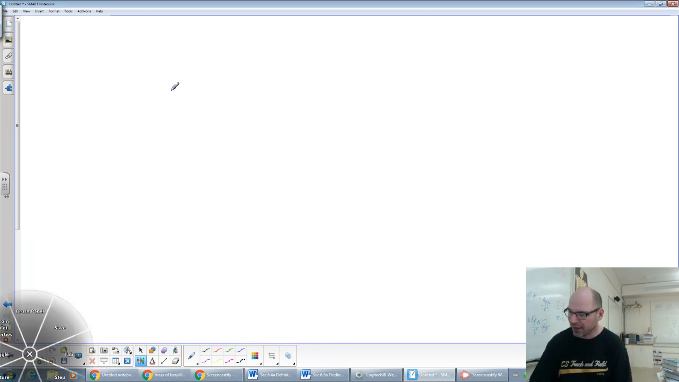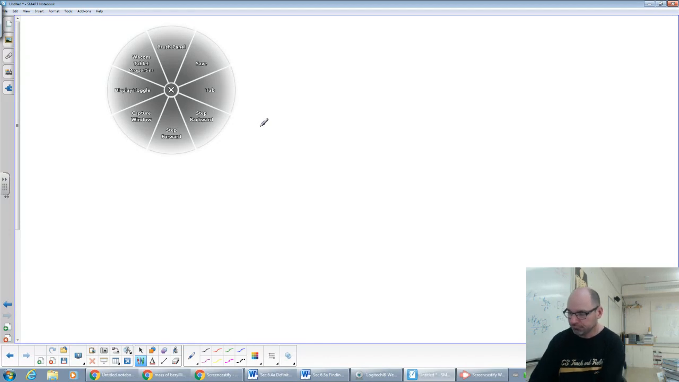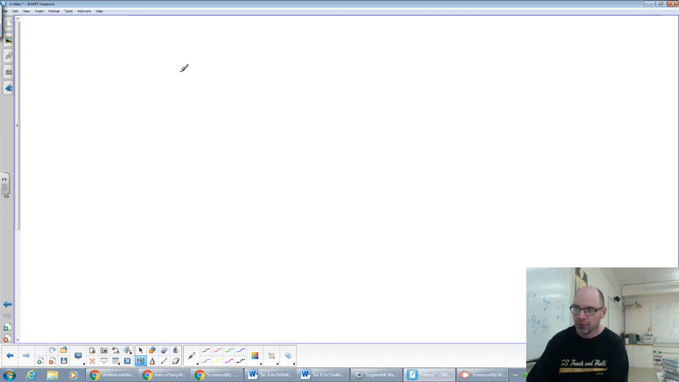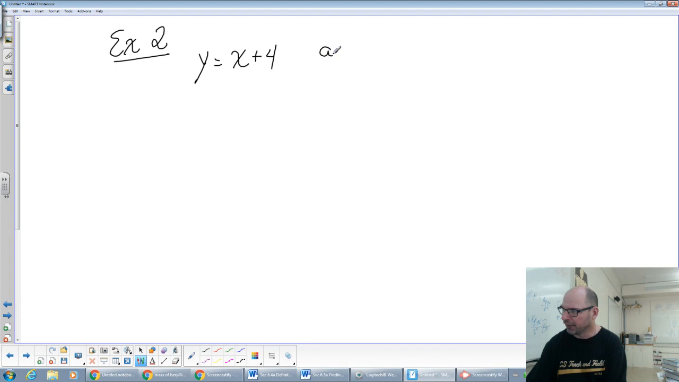Let's say that we have example 2. Let's say we have y equals x plus 4. That's a line. And y equals x squared minus 2x. Okay. Find the area between the two curves.